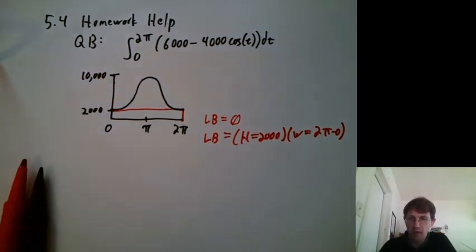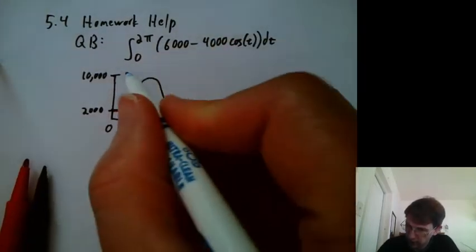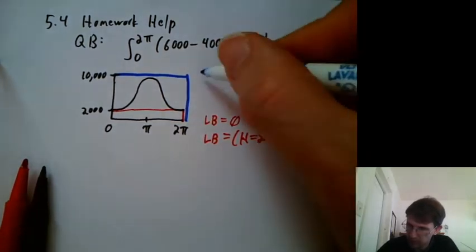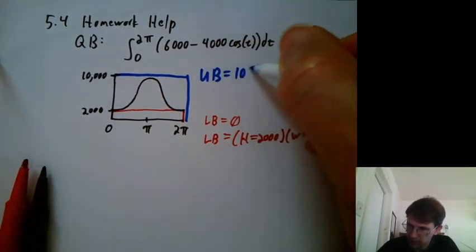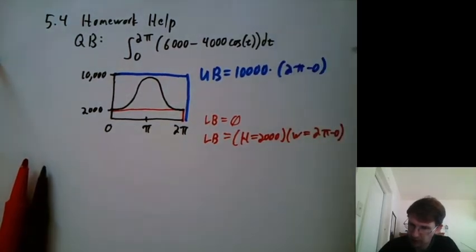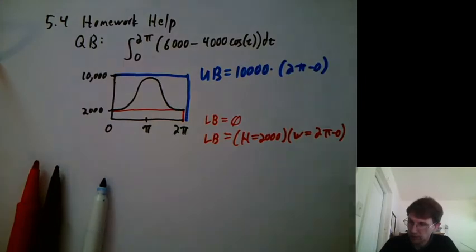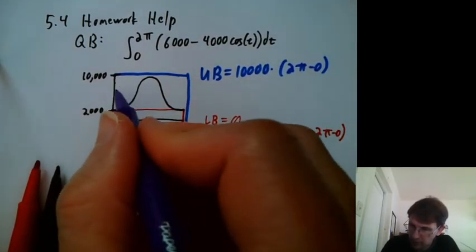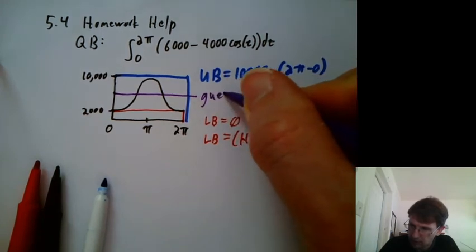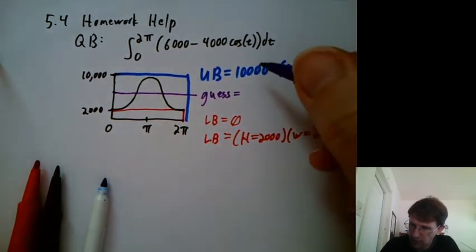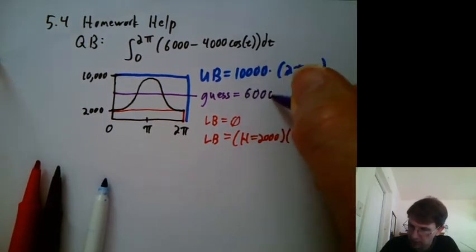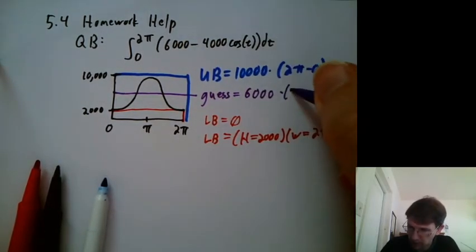Then we can do an upper bound. That would have a height of 10,000, so it would be 10,000 times 2 pi minus 0. And then the guess would be halfway between 2,000 and 10,000. And what's halfway between 2,000 and 10,000? It would be 6,000. Coincidence? Probably not.